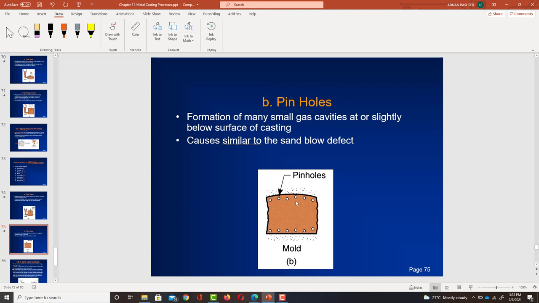Pinholes. Pinholes are also the same. ठीक है ना, that is similar to sand blow, but here the holes or the bubbles are smaller in size, and that is formation of many small gases at or slightly below the surface of casting. These are not visible over the surface, but below the surface they are present. If you perform non-destructive tests, you can identify them.